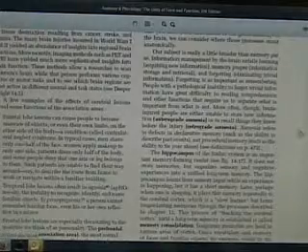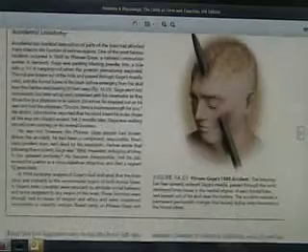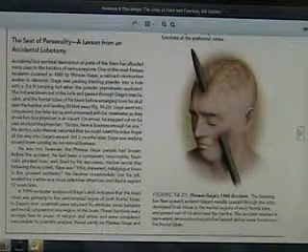What's going on? And that's how we pretty much figured out certain parts of the brain, because of people who get into accidents.